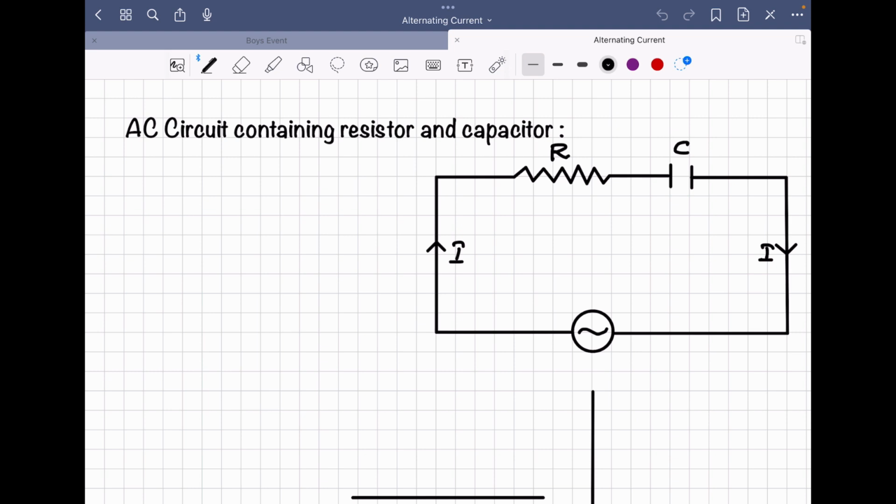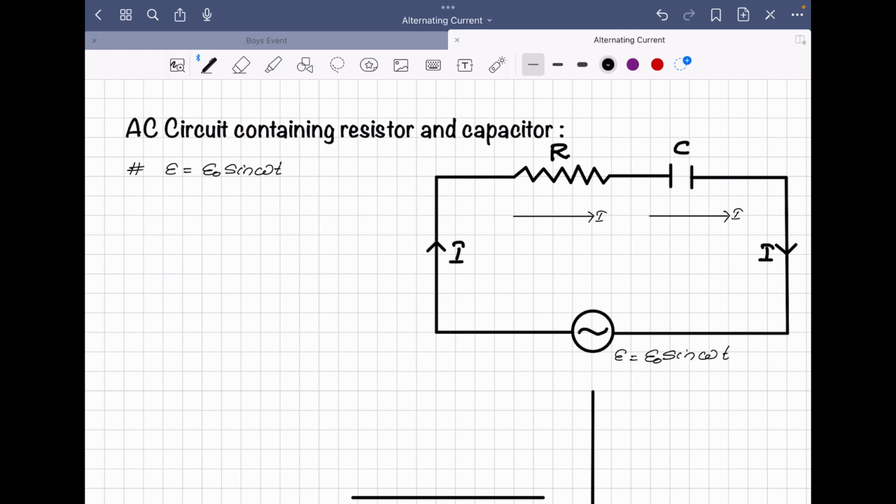Just see here. As we know, the EMF is E equal to E naught sin omega t. Here the resistor and capacitor are connected in series, so the same current flows through both the resistor and the capacitor. We can denote it like this: in R, the current goes from left to right in this direction, I, and in the capacitor also the current goes from left to right, that is I.